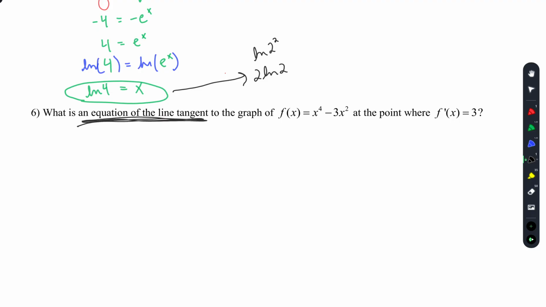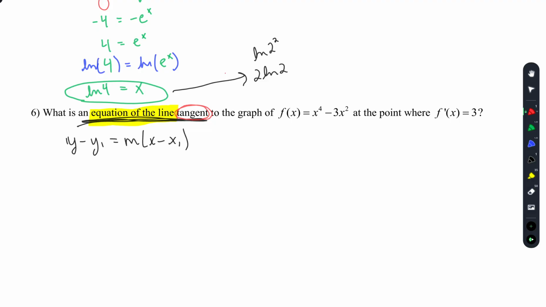Okay, now this question. What is an equation of the line? Do you know what that means? Equation of a line is a throwback to algebra: y minus y1 equals m times x minus x1. What makes it calculus? Tangent.